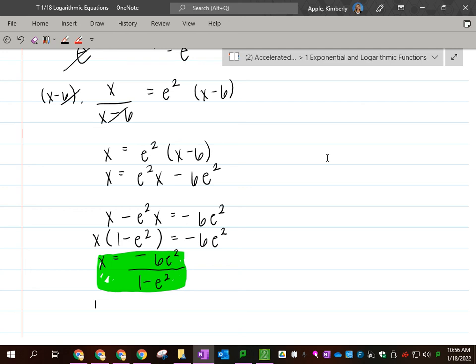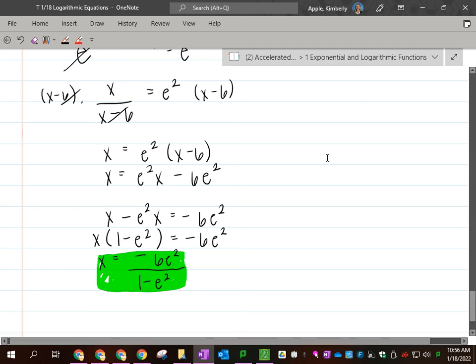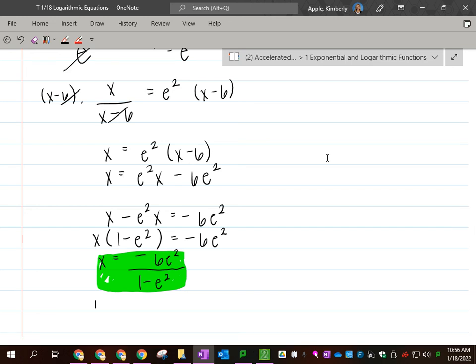I'm fine until you got to the x parentheses 1 minus e squared. Oh, so I just factored the x out. There's an x in both terms, and if I remove the x, I'm just left with the 1. And so then I've just got this. Any questions from here to here?